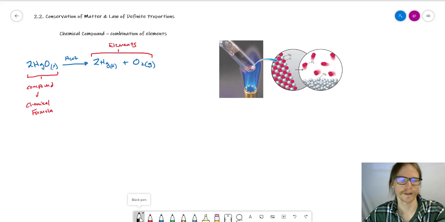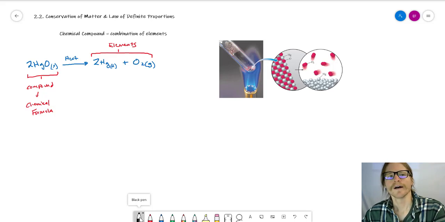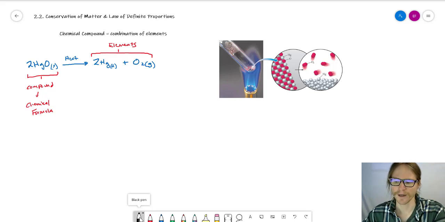Okay, here we are in video 2.2. We're going to talk about taking the elements that we just talked about in section 2.1, the organization of the periodic table in elements based on chemical properties. We're going to think about how those elements can combine to form these things called chemical compounds. So a chemical compound is really pretty straightforward. It's the combination of those individual elements.